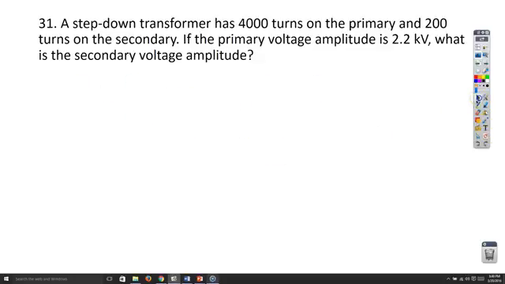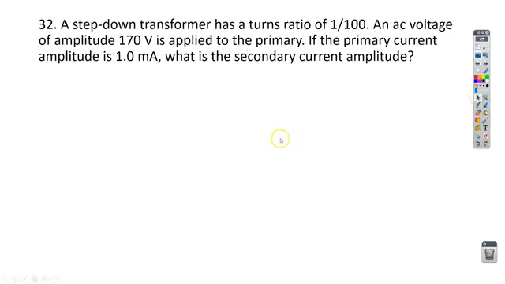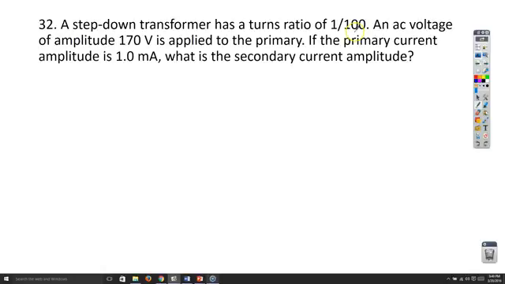For number 32, this one's a little different. It says a step-down transformer again has a turns ratio of 1 to 100. And they want us to use an AC voltage of amplitude 170 to provide to the primary. If the primary current is 1 milliamp, what is the secondary current amplitude?